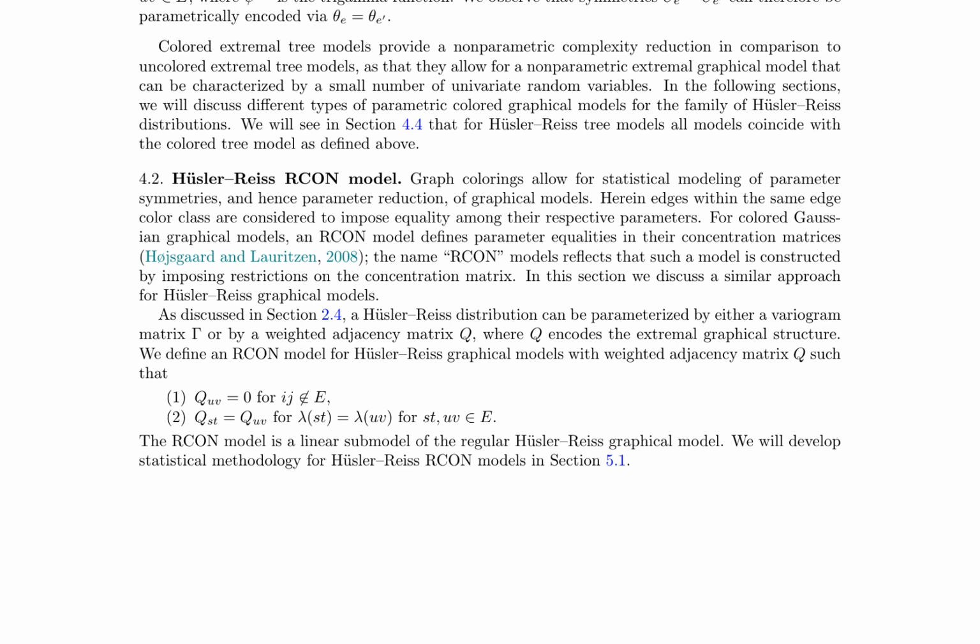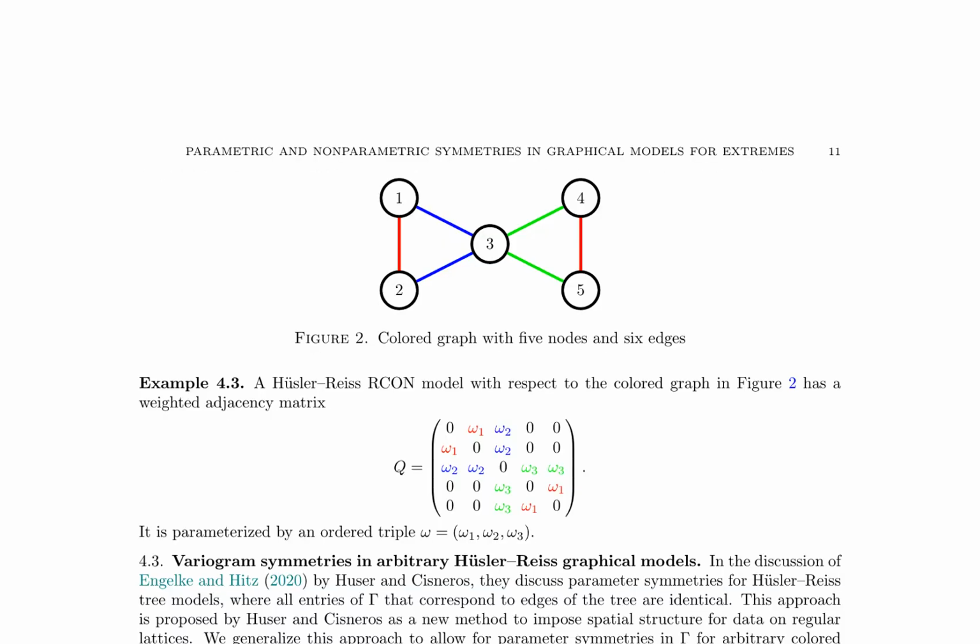The paper also discusses Hüsler-Reiss Archon models, which are linear submodels of the regular Hüsler-Reiss graphical model. These models define parameter equalities in the weighted adjacency matrix Q, imposing restrictions similar to those in Gaussian graphical models. Specifically, the Archon model is defined by two conditions: Q_st equals 0 for non-edges, and Q_st equals Q_uv when lambda(st) equals lambda(uv), for edges st, uv element of E. The concept of parametric and nonparametric symmetries in graphical models for extremes is discussed, focusing on Hüsler-Reiss models.